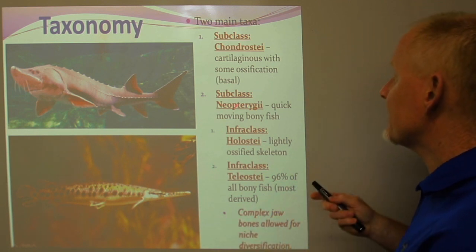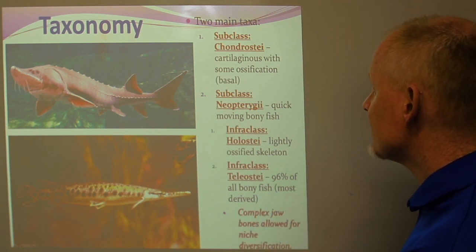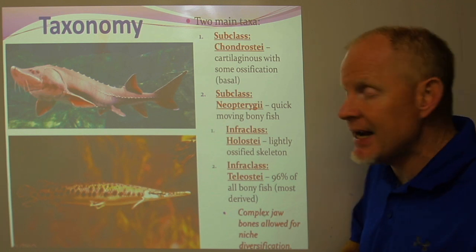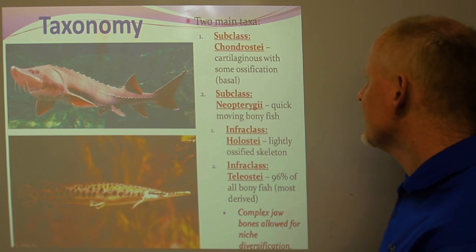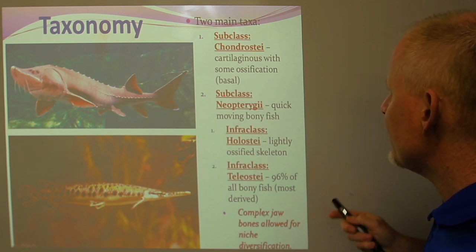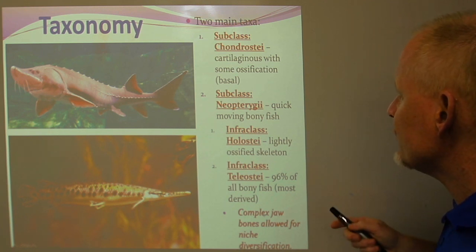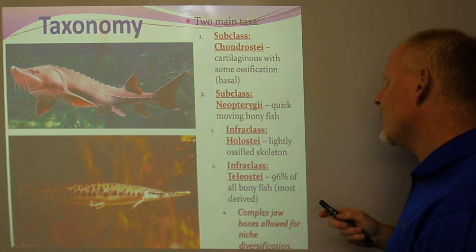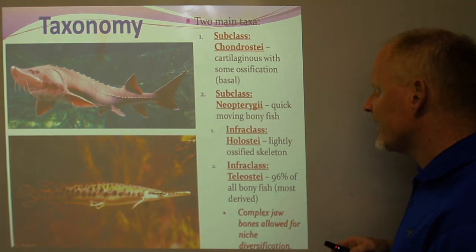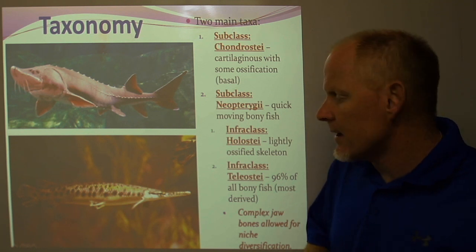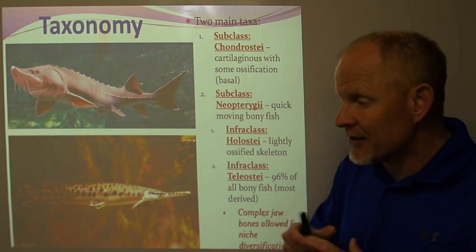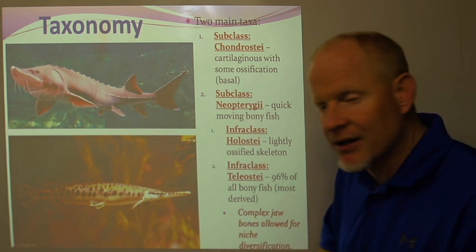So the other subclass is a much larger subclass called Neopterygii. Neo means new fish, or the derived fish. So these are what are called quick-moving fish, or very fast fish. They include two infraclasses, Holostei and Teleostei. All right, Holostei are fish that have slightly ossified skeletons. That is, their skeleton's ossified but part cartilage.